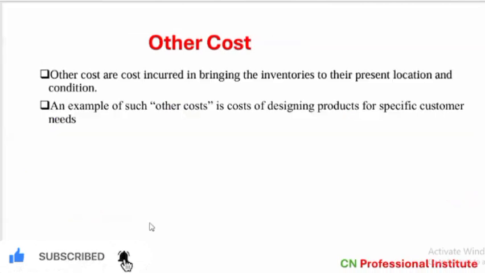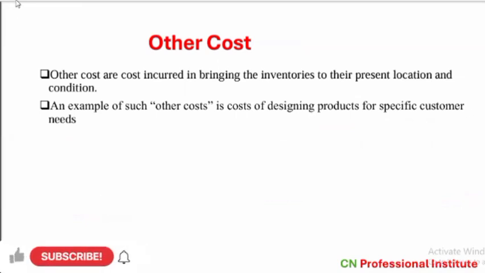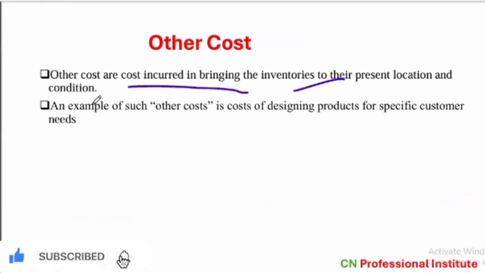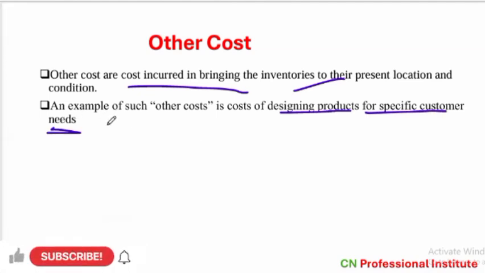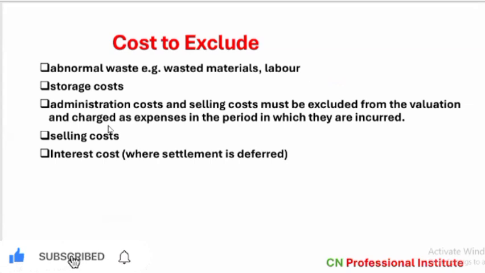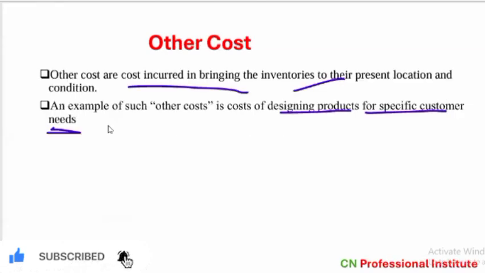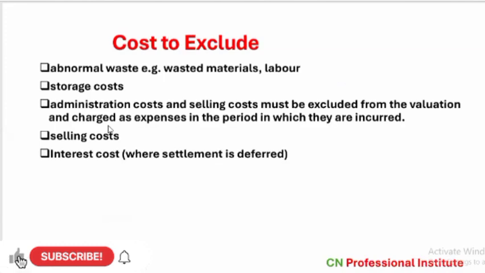Then we have other costs, which we said are costs incurred in bringing the inventory to their present location and condition. We've also gone through this, right? An example of such cost is the cost of designing products for specific customer needs. Good. Now that we know what the cost of an inventory is, let's look at cost to exclude. So we know what to include in the computation of cost. When we are finding cost of inventory, what do we include? Right. Now let's look at what not to include.